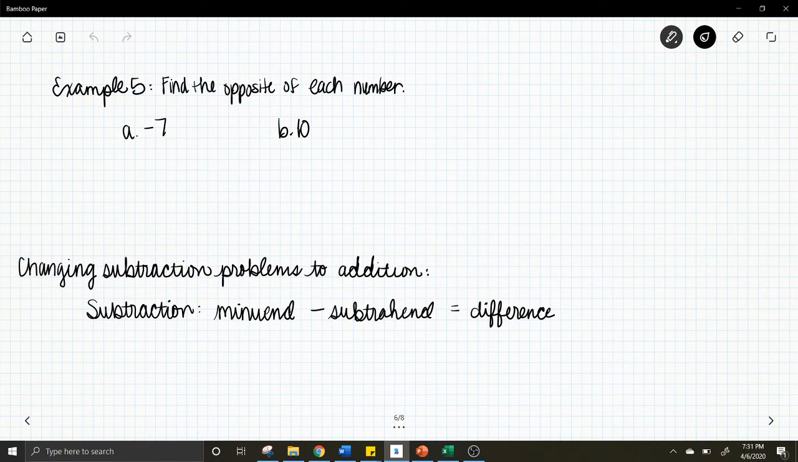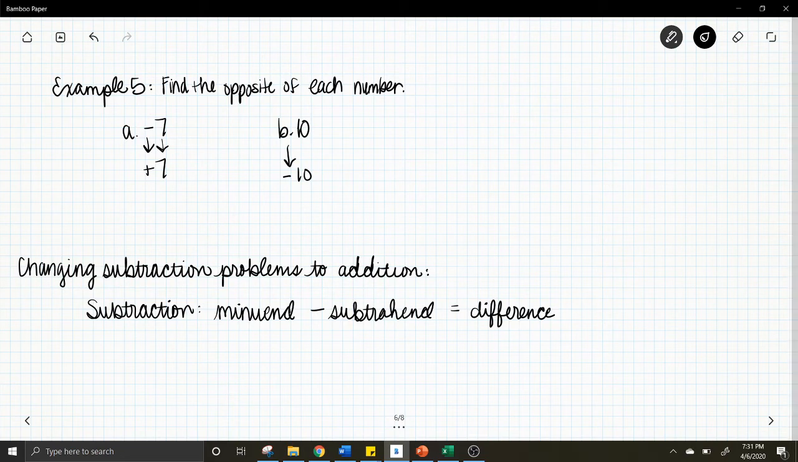Example 5, find the opposite of each number. So what would the opposite be of negative 7? Well, it would simply be positive 7. So you change your sign, but you keep the digit. What's the opposite of 10? Well, if we don't have a sign written here, it's understood as positive. So the opposite would be negative 10.